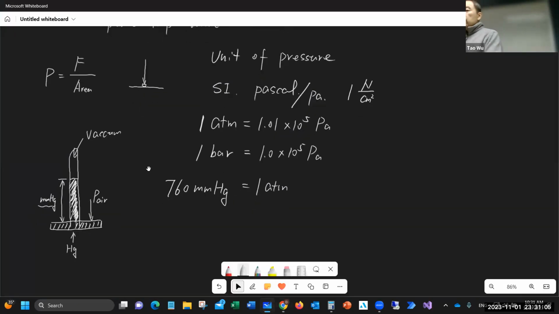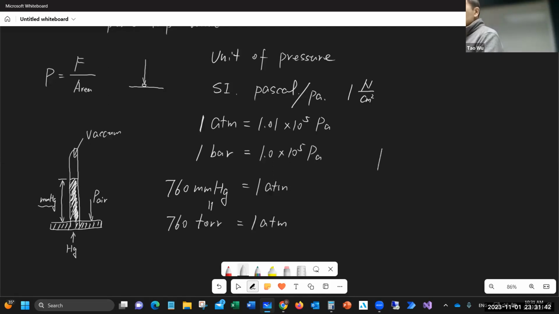That's why currently you haven't heard of the millimeter height of mercury. Instead, people use another name for it, which is the torr. The torr and the millimeter of mercury are exactly the same. 760 torr is equal to 1 atmosphere. So those two are interchangeable.